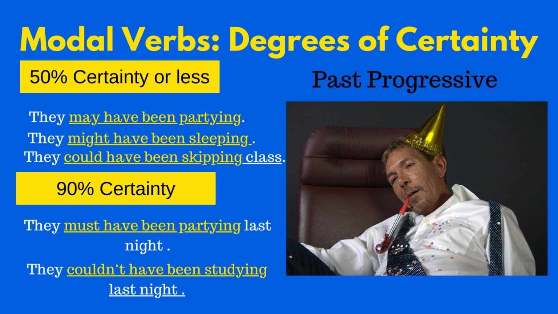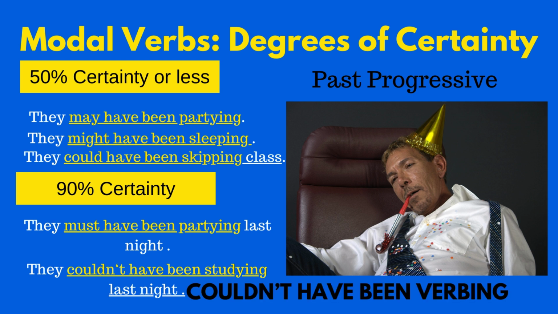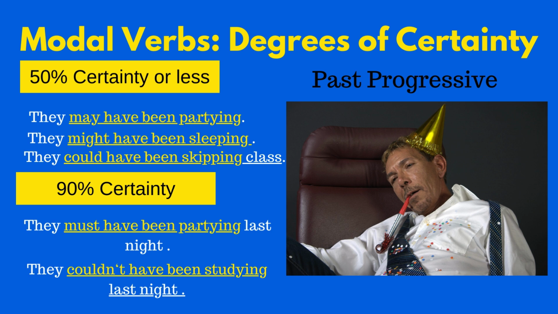That's where I'm like 95 to 90% sure that it's not possible that they were studying. So we use couldn't, could not have been verbing to show like 95% sure that something wasn't possible. But we're not 100% sure. When we're 100% sure, we would just say they were partying.